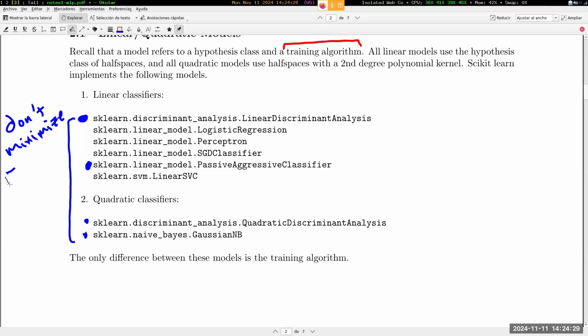They don't minimize E sub n. They do something else to select their hypothesis, and so they're almost always worse than, say, logistic regression or support vector machines.